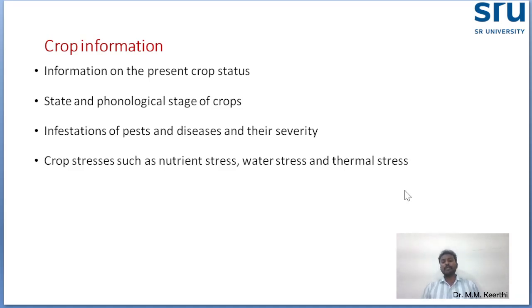Okay, what is the crop information? Following weather, we have to present the crop status, which is simply the phenological stage. What crops are there, how many acres, and at what stage. Infection of pests, what type of pest and disease is there, and the severity, whether 100% severe or 90% or 70% damage, everything we need to give. And crop stresses, either water stress, nutrient stress, or temperature stress. All this information is needed for the preparation of the AAS.